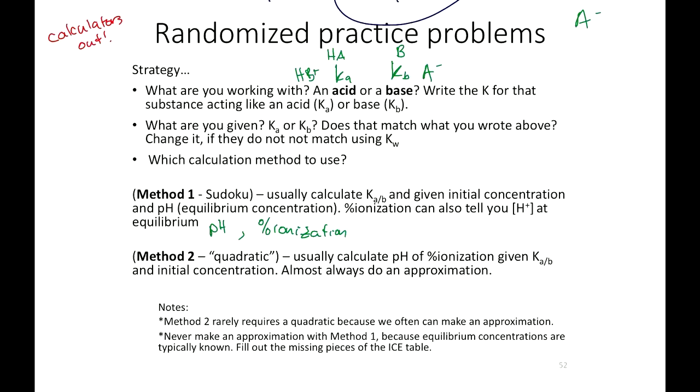piece. And then finally, method 2, the quadratic, where you are given initial concentration, you're given K, and you have to calculate the equilibrium line. So method 2, we're always calculating the equilibrium line, either H plus concentration or OH minus concentration, to calculate pH or percent ionization. We almost always use the approximation, and so when you fill in your ice table, what it looks like is you get x squared over initial concentration equals whatever K you're given, where x can either equal H plus concentration or hydroxide.